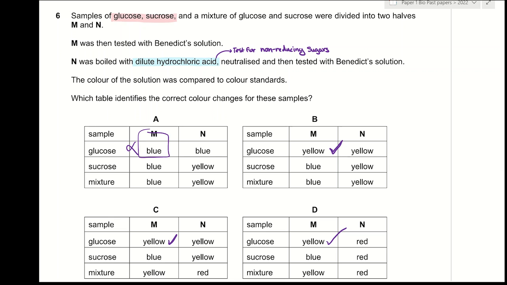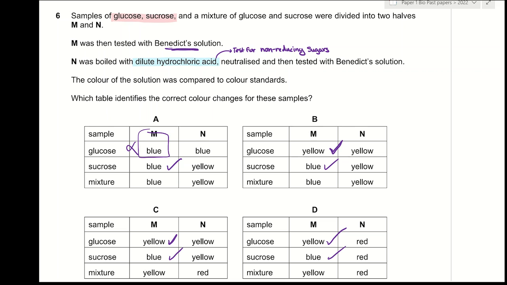Now, let's move on to sucrose. Sucrose would have a negative test with Benedict's solution without breaking the glycosidic bond. Therefore, it would stay blue. So this is correct, and all of them are correct.